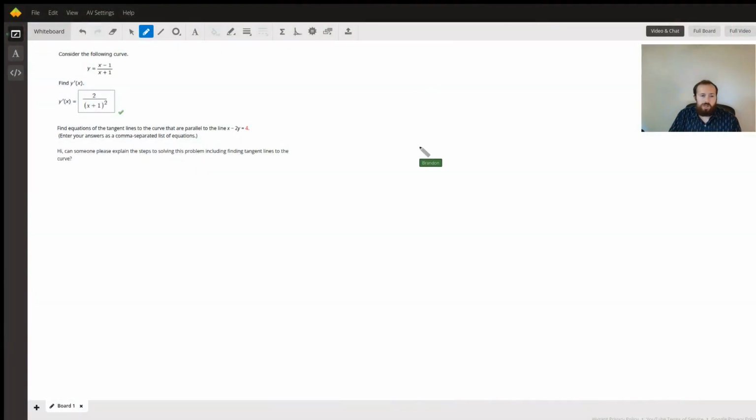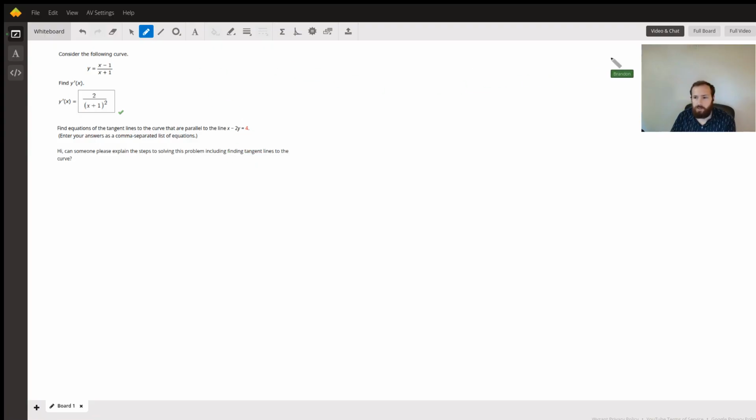Hey, this is a great question. So I can see that you already figured out the derivative of this, so we won't go through that. We just need to figure out the tangent lines, and that's important to notice. It's talking about plural lines. There might be multiple lines to the curve that are parallel to that line. So how will we do this?